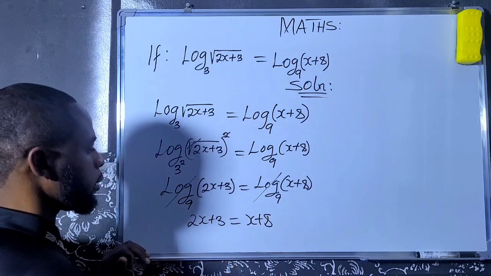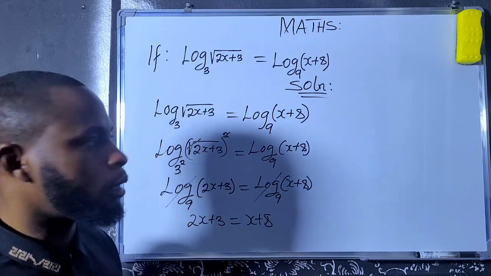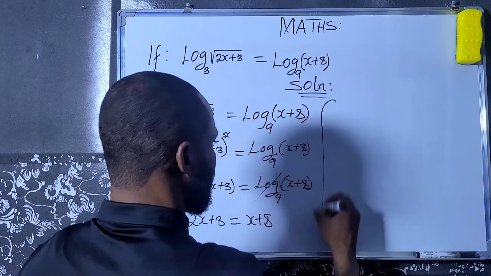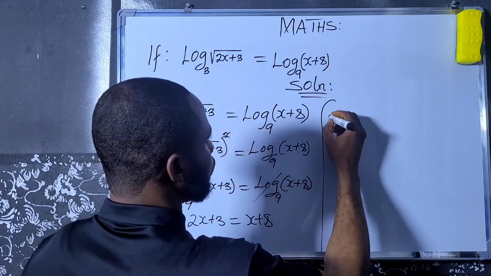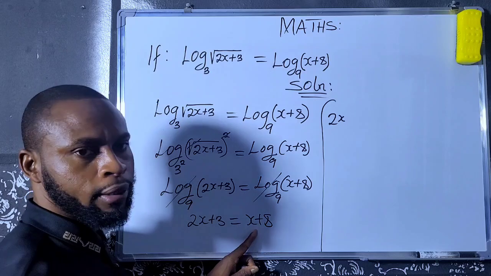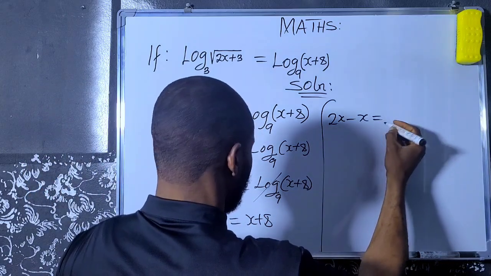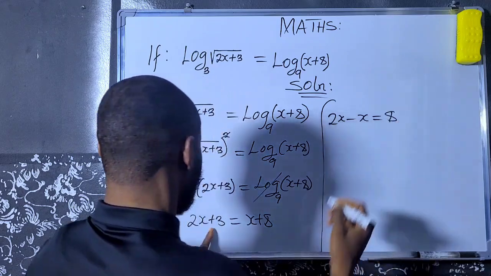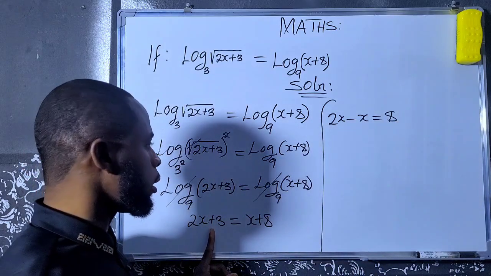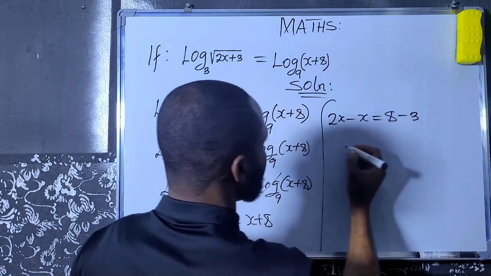Now the next step to be considered is to collect like terms, and the equation becomes we have 2x. If you move positive x here from the right hand side to the left hand side, it becomes minus x equals 8. If you move plus 3 here to the right hand side, it becomes minus 3.